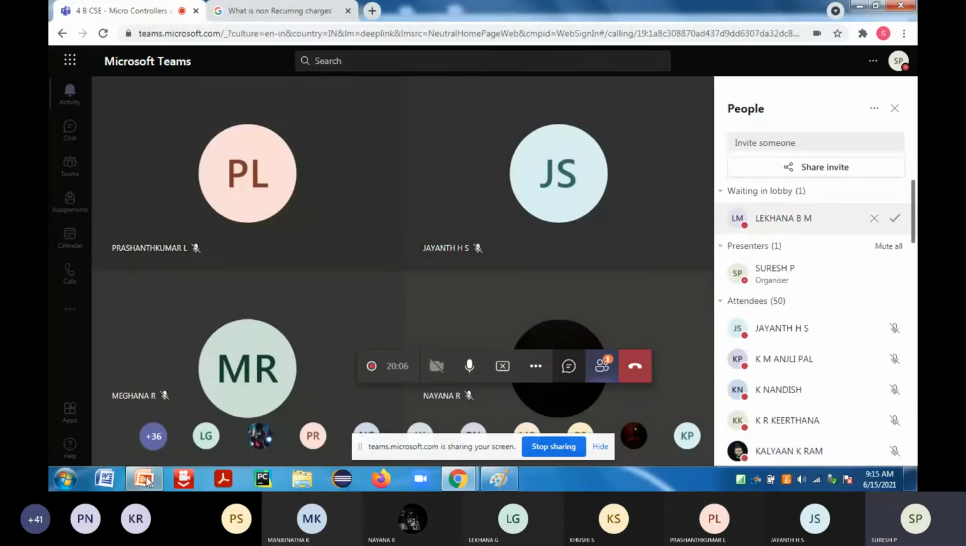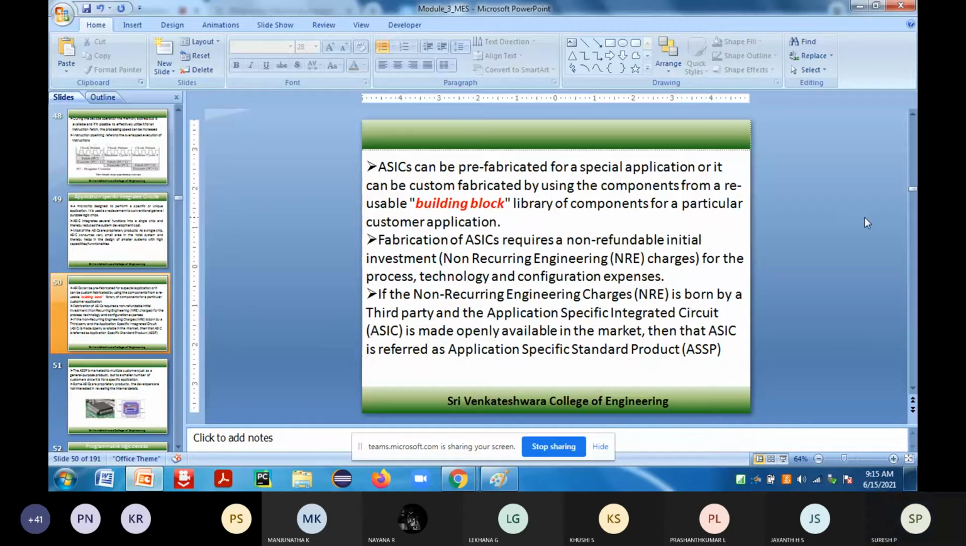So when you have that particular condition, I will take support from a third party. The third party is going to invest the money for you to do the research, and to get the product to the market, until it is openly available in the market. Then that type of application specific integrated circuit is called an application specific standard product, that is ASSP.